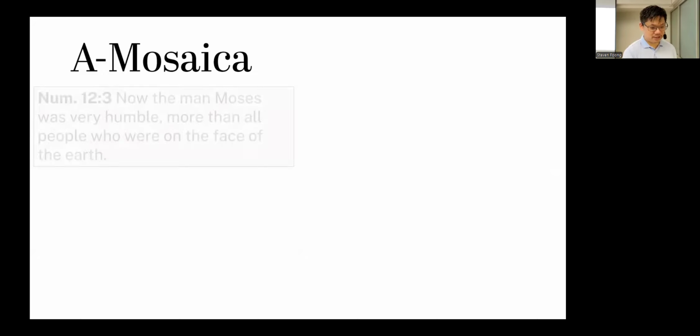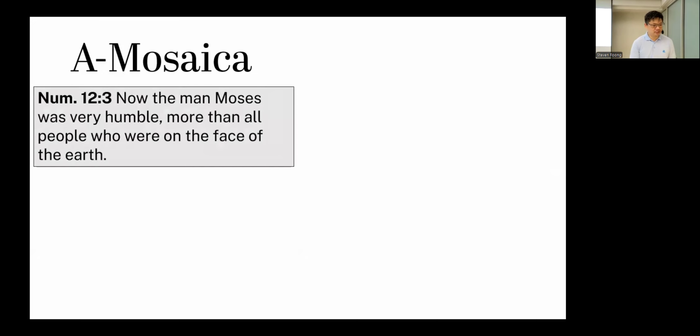For example, Numbers chapter 12, verse 3: "Now the man Moses was very humble, more than all people who were on the face of the earth." I think it's quite difficult for the most humble man on the face of the earth to even pen this sentence. How did you know you were the most humble man in all the earth? Can any one of you write this sentence down? Writing your name in the third person as the most humble man, more than all people on the face of the earth. Wow.